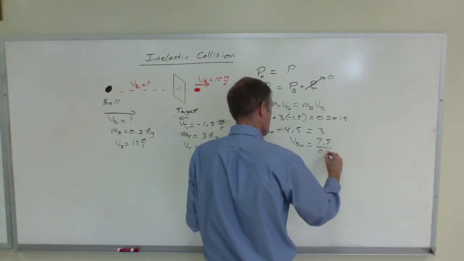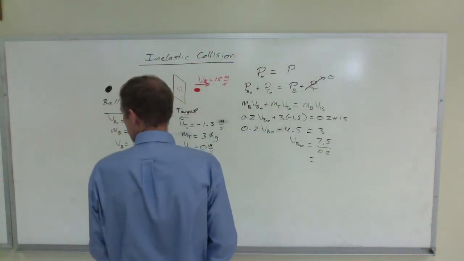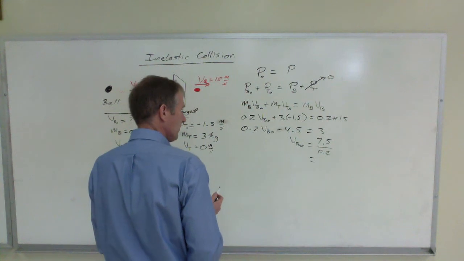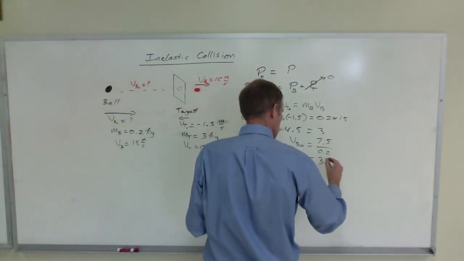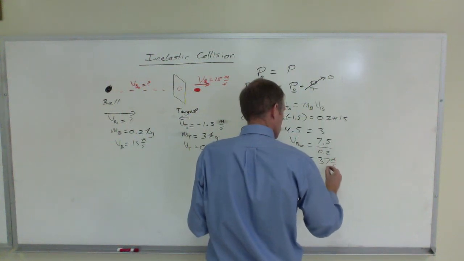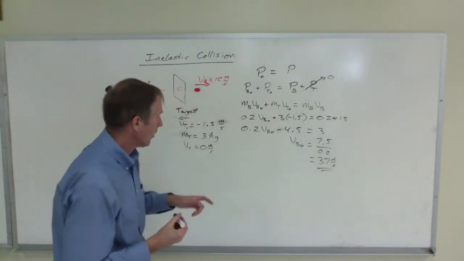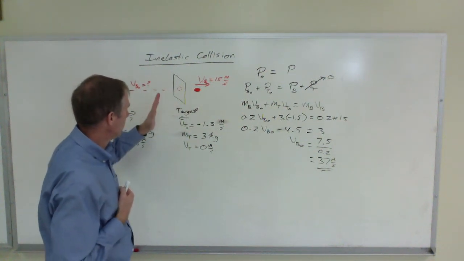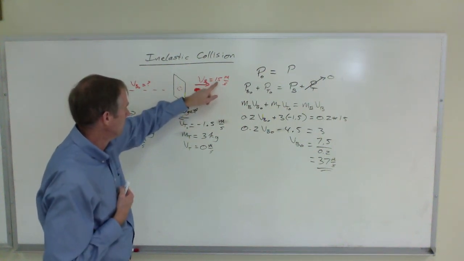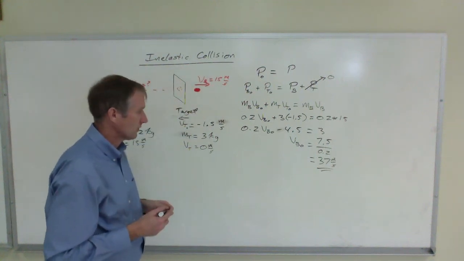So we solve for VBO, and that's going to be add 4.5 to the other side, 7.5 divided by 0.2, which is 37.5 meters per second. So the ball was traveling at 37.5 meters per second before it hit the target. It passes through the target, leaving at 15 meters per second, bringing the target to a stop.